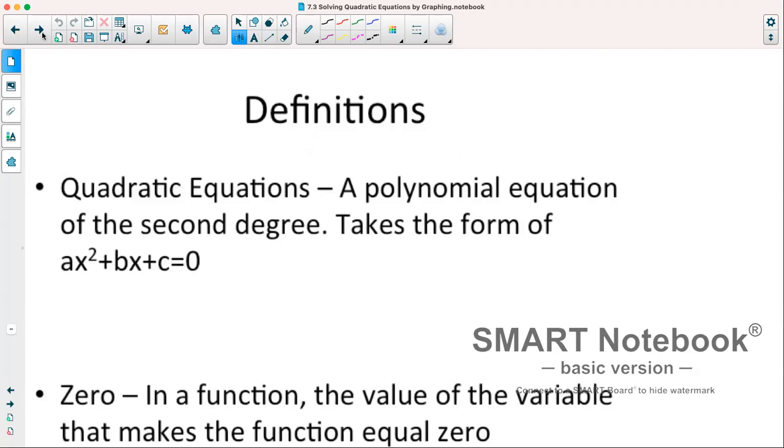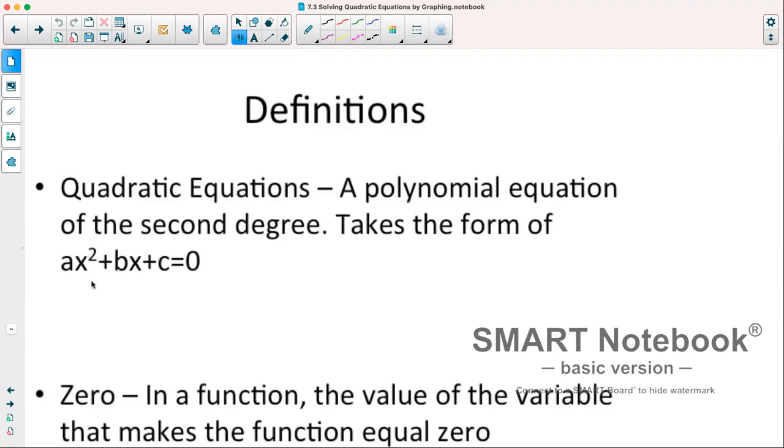A reminder that a quadratic equation is a polynomial equation of the second degree. What that means is our largest exponent is a 2. If this was a third degree, our largest would be a 3. So technically, a quadratic is a degree 2 because we have a largest exponent of a 2.